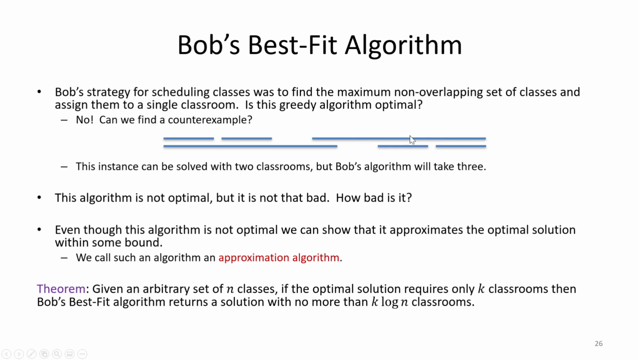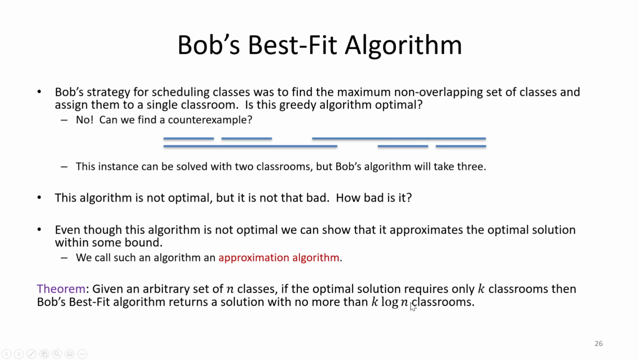We have n equals 6. We have 6 classes here. And how many classrooms do we have in our optimal case? Our optimal case is 2. So we've got 2 classrooms. So what is k log n?